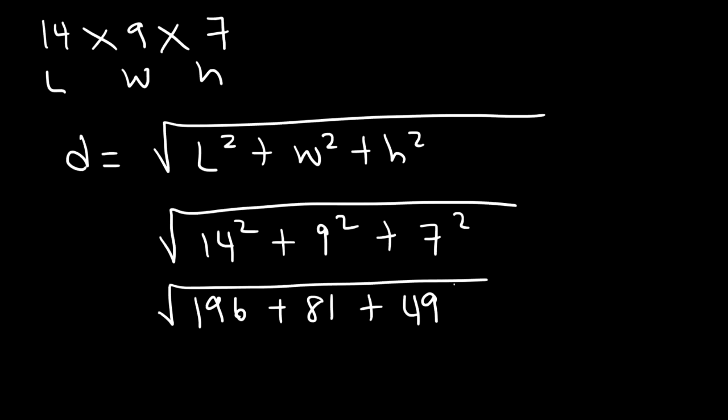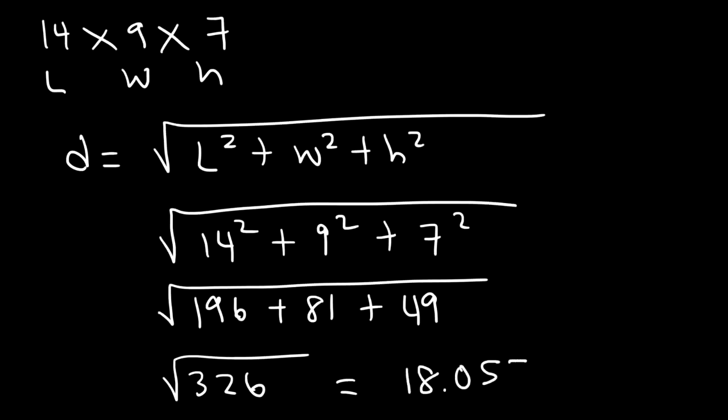So if we add those three numbers, we should get 326, if I typed in everything correctly. And the square root of 326 as a decimal is 18.055. And the unit is going to be centimeters.